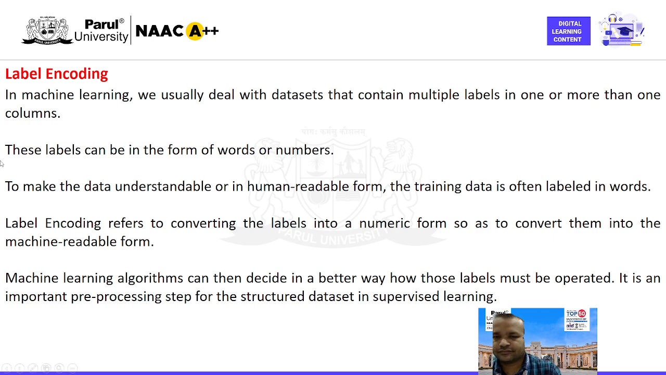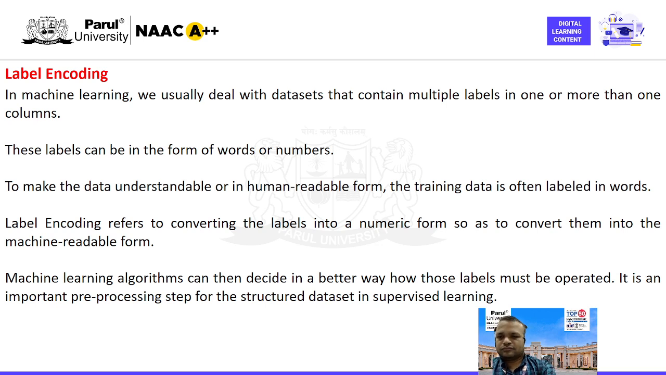Now, label encoding. In machine learning, we usually deal with datasets. Obviously, we all know that without a dataset we cannot deal with machine learning. If you want to develop any machine learning model, firstly we need the dataset, then we go with the machine learning model. We usually deal with datasets that contain multiple labels in one or more than one columns.